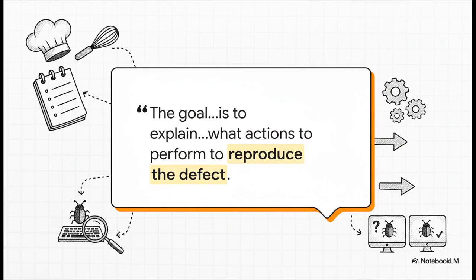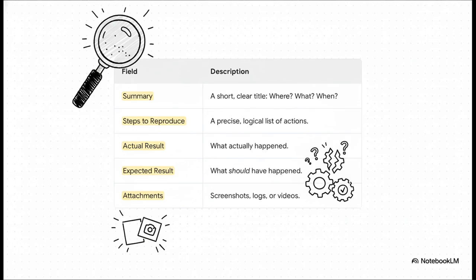It's as simple as that. And this table here, it's like the anatomy of that perfect recipe. You need a clear summary, like a headline. You need the exact steps. You need to explain what actually happened versus what should have happened. And this part is so important, attachments. A screenshot or a quick video is the ultimate proof. It can save a developer hours of just guessing.